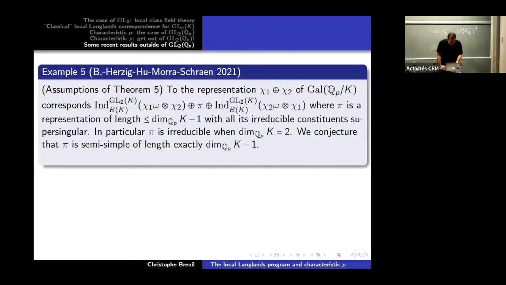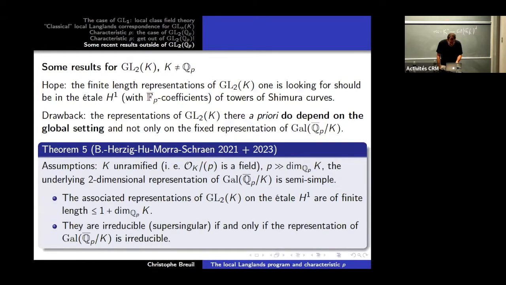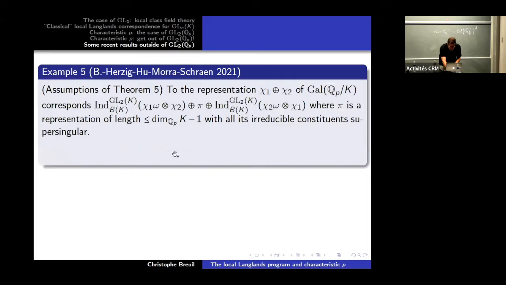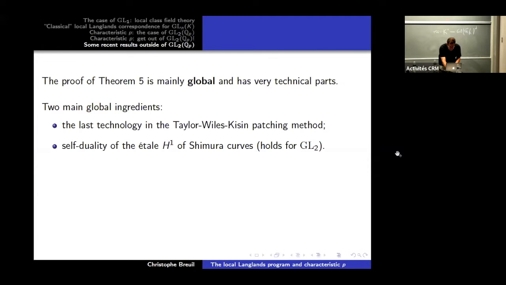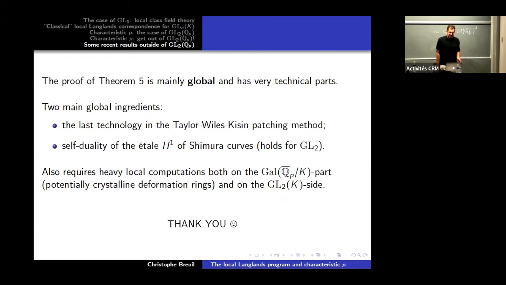So maybe let me, since I have time, yeah, here it is. On the cohomology, you have things of finite length, which are irreducible if and only if the representation is irreducible, and otherwise which have this form when it's reducible. I think that's finished. Okay, thank you.